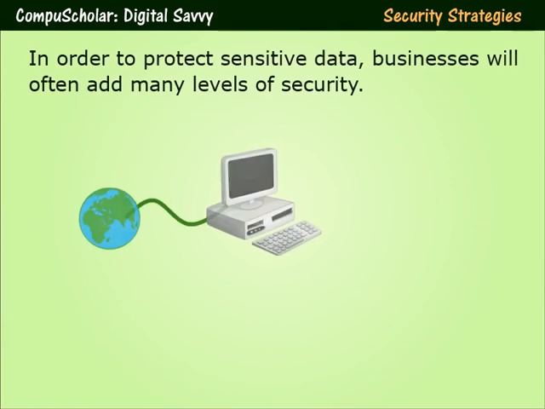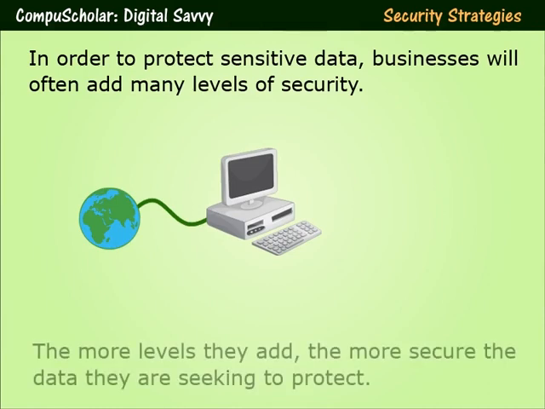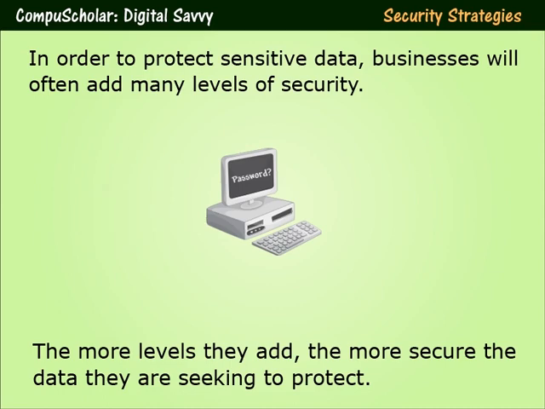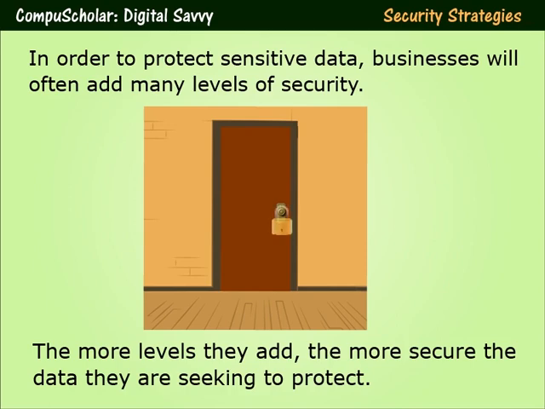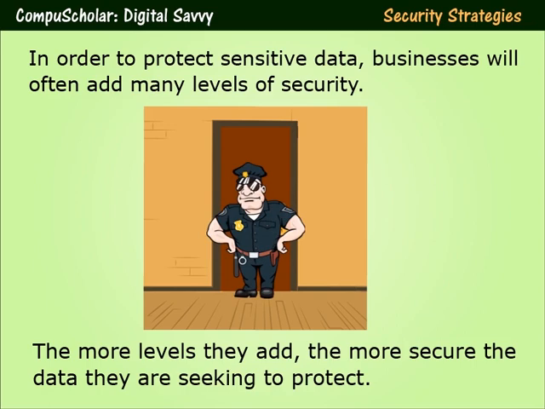In order to protect sensitive information, businesses will often add many levels of security. The more levels they add, the more secure the data that they're seeking to protect. Consider a single computer that's storing top secret business information. If you add a username and password to this computer, you've added a single layer of security. If you then remove that computer from the network, you've added another layer. And you can move the computer into a room that requires a key to enter, and then maybe add a security guard who sits outside the room all day long. All of these items are extra layers of security that work together to protect your information.